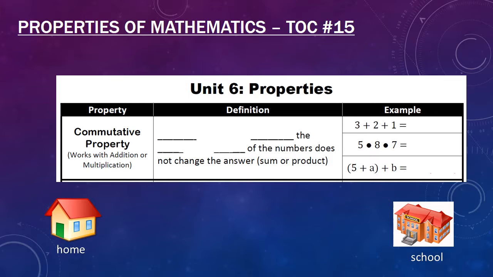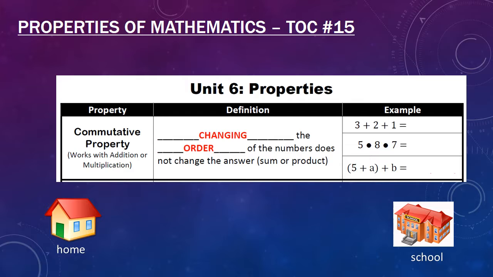For the commutative property, this works with only addition or multiplication. It does not work with subtraction or division. And you've learned about the commutative property before in elementary school, so this should be something that you're familiar with. So the commutative property simply says that you can change the order of the numbers and it won't change the answer. So since it's addition and multiplication, it doesn't change the sum and it doesn't change the product.